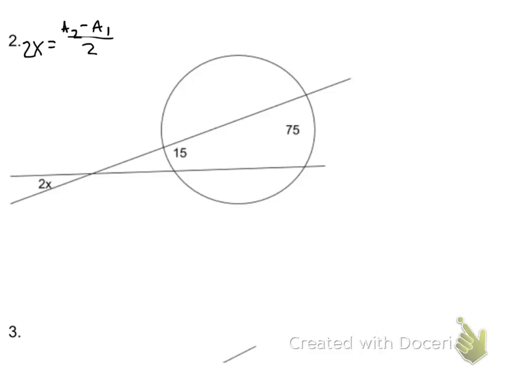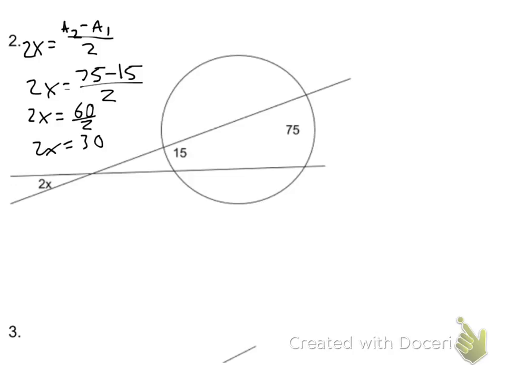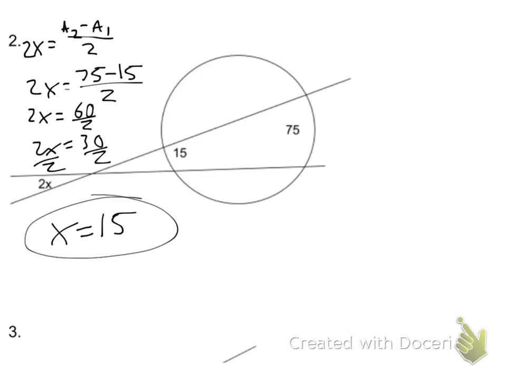So, what's the first arc? What's our big arc? 75. Minus? 15. Over? 2. 2x equals 60 over 2. 2x equals 30, or dividing by 2, x equals 15.